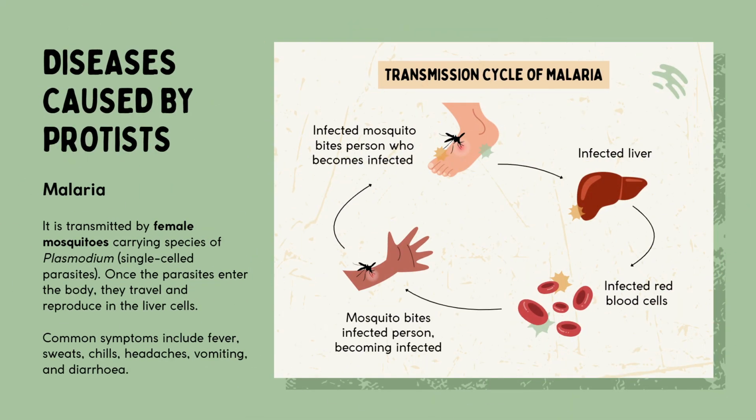Diseases caused by protists. Malaria. It is transmitted by female mosquitoes carrying species of Plasmodium, single-cell parasites. Once the parasites enter the body, they travel and reproduce in the liver cells. Common symptoms include fever, sweats, chills, headaches, vomiting, and diarrhea. An infected mosquito bites a person who becomes infected. Infected liver, infected red blood cells, the mosquito bites the infected person, becomes infected, and it starts all over again.